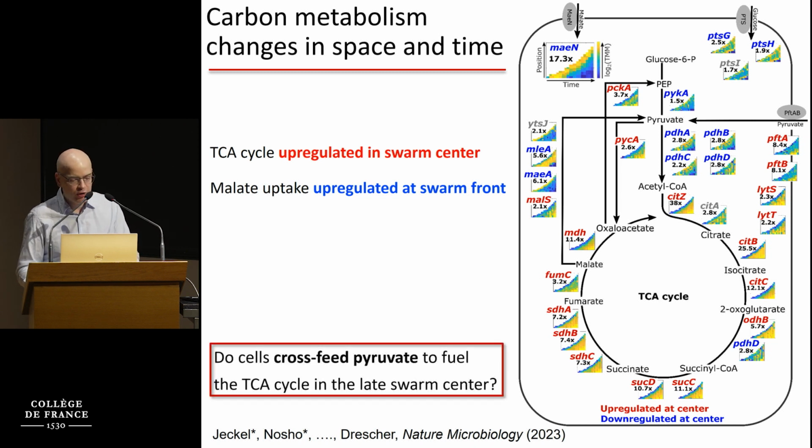And this led us to the hypothesis that potentially the cells perform aerobic fermentation of malate at the swarm front, where the nutrients are highly abundant, and then secrete pyruvate. And then at the swarm center, they take up pyruvate again to fuel the TCA cycle to generate energy. So we think that energy metabolism might be different in these two regions, at the swarm front and at the swarm center. So can we test this?